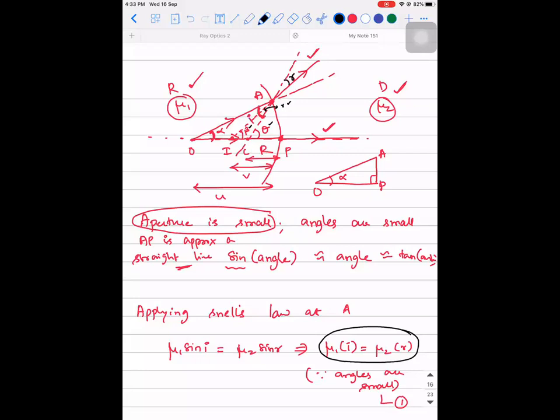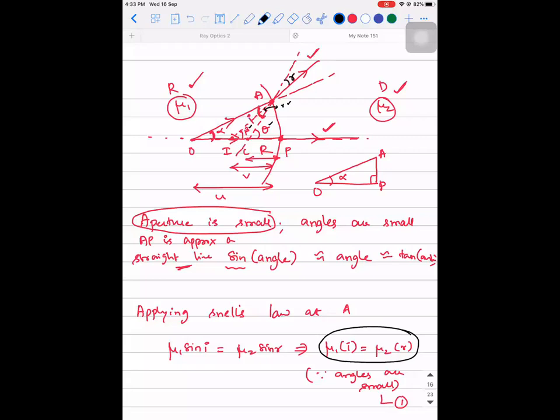Sir, in triangle AOI, the whole angle is not I, sir. OAC is I, sir. OAC is I. Then what? I took AOC only, no? No, sir, OAI, sir. We assume OAI, sir.